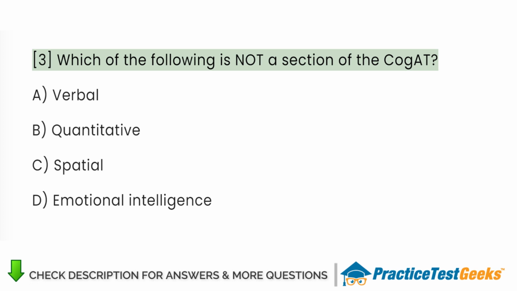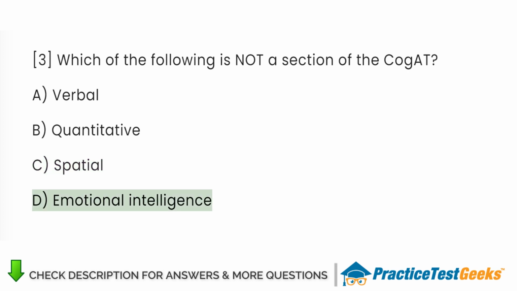Which of the following is not a section of the CogAT? A. Verbal. B. Quantitative. C. Spatial. D. Emotional intelligence.